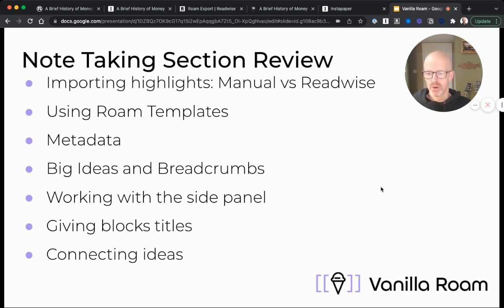We talked about the importance of providing block titles as a method of clarifying to yourself what that block is really about, as a method of aiding in discoverability and of making the page much more easy to visually scan.